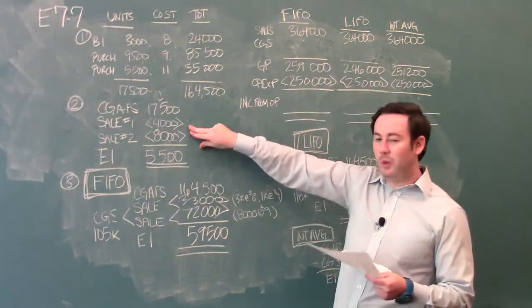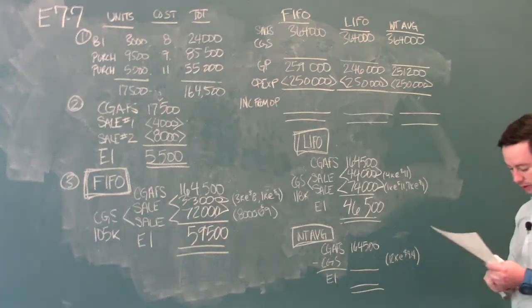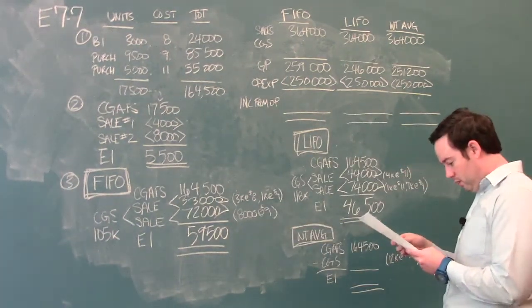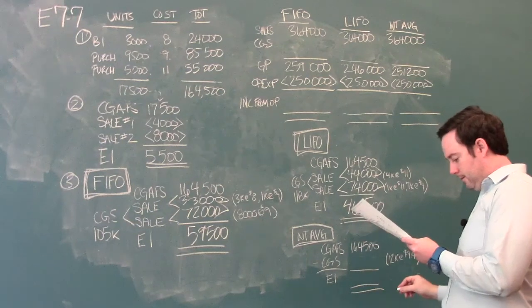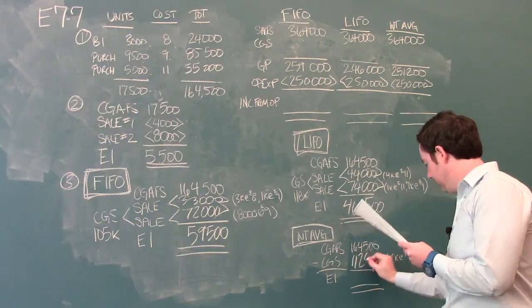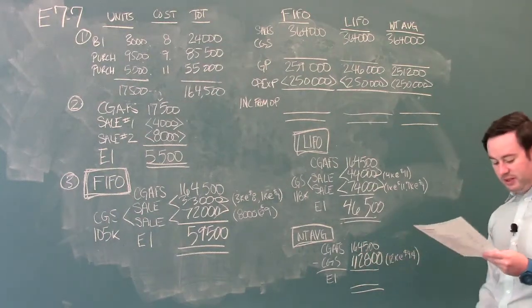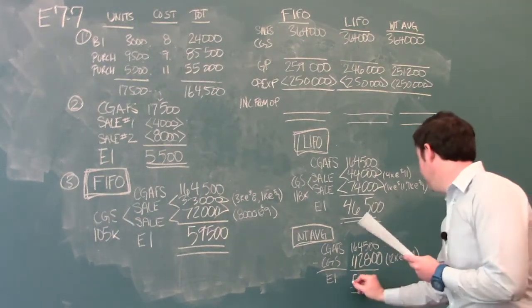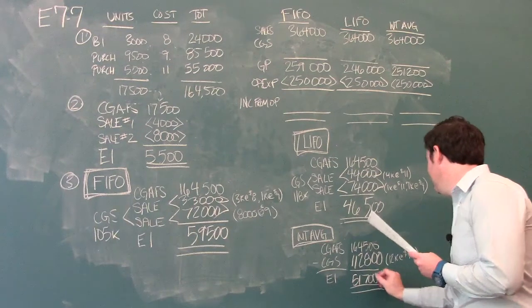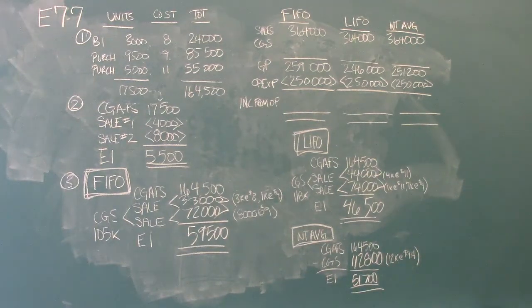Since combined we sold 12,000 units, right? Our total cost of goods sold is then 112,800, and subtract from the 164,500 should give us 51,700. So that's our ending inventory here.